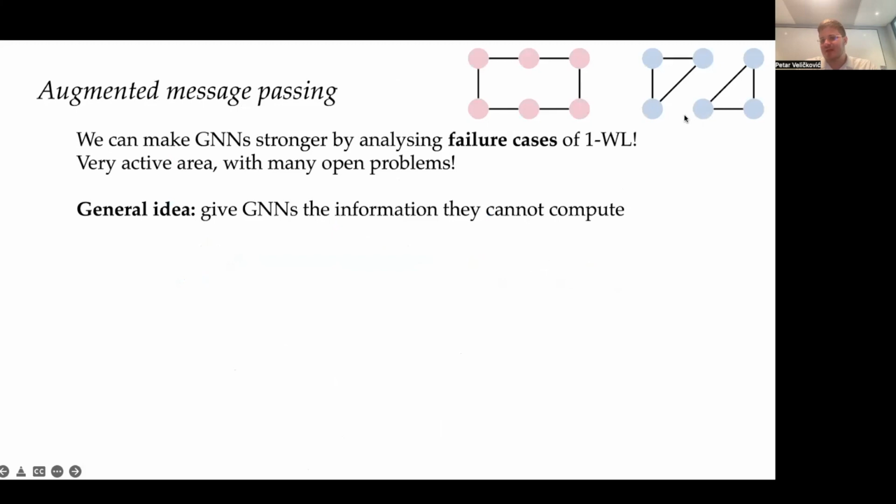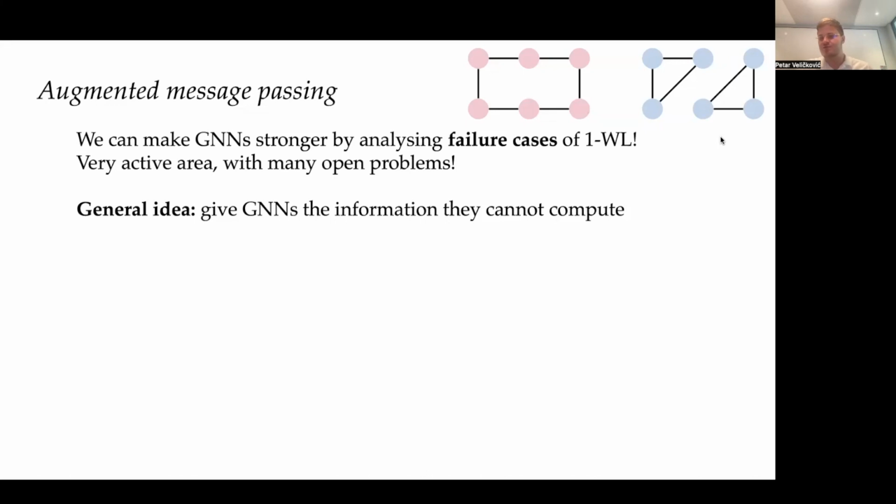However, just because I told you you can never hope to build a GNN that's stronger than the Weisfeiler test, well, what does that really mean? That just means that the graph neural network is fundamentally incapable of computing certain things. So what can we do then? We can build stronger GNNs by giving them that information that they cannot compute, okay?